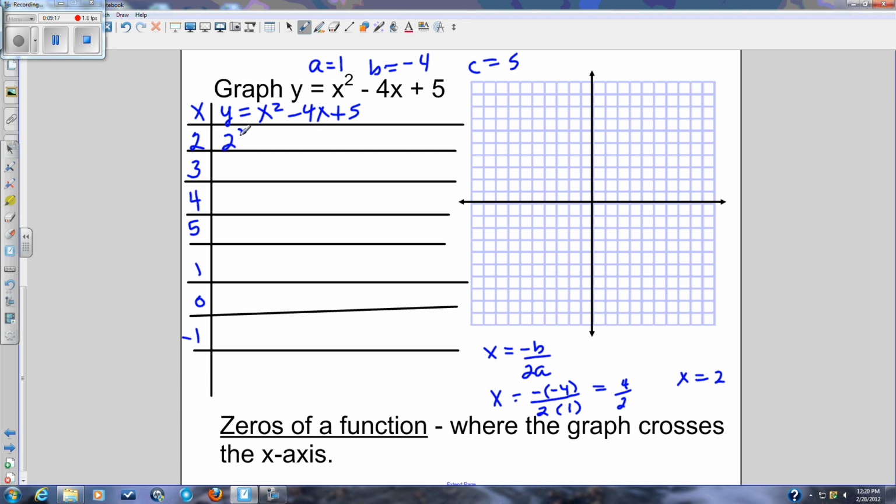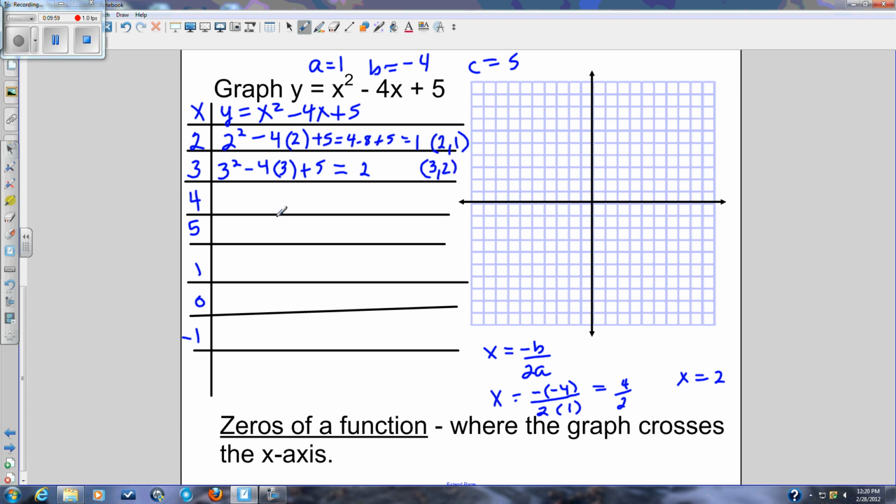So we have 2 squared minus 4 times 2 plus 5. Well, just to get you started off, 2 squared is 4. Negative 4 times 2 is negative 8. Plus 5 gives you 1. So our first point is 2, comma 1. I'm going to list my ordered pairs right here. So let's do the next one. 3 squared minus 4 times 3 plus 5. That gives us 2. So our next ordered pair is 3, comma 2.